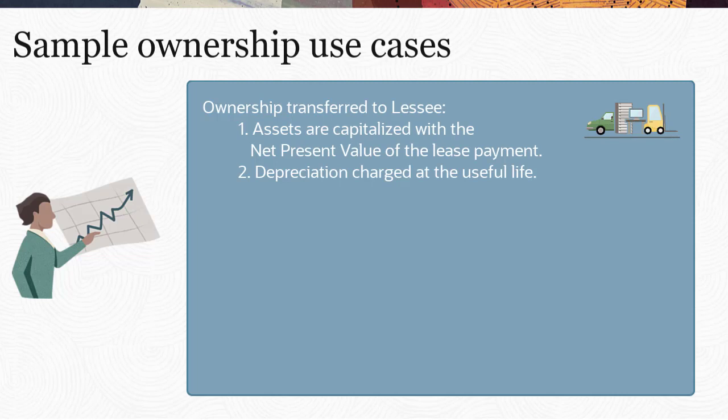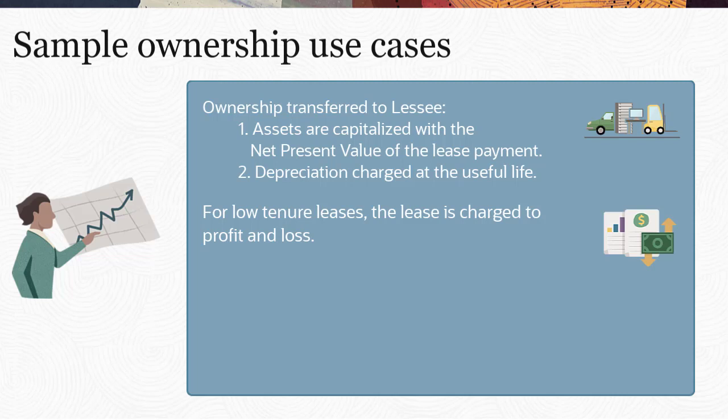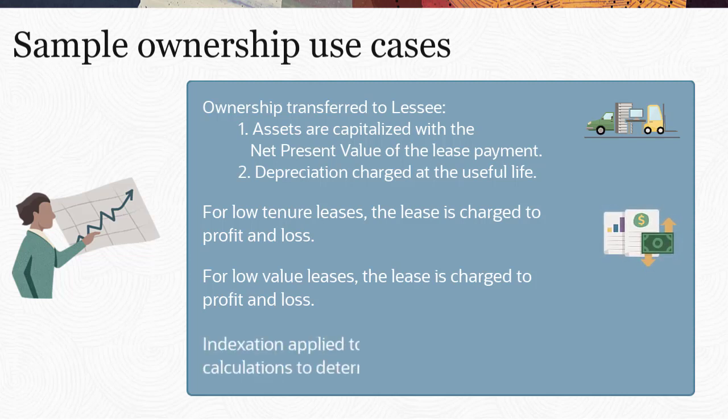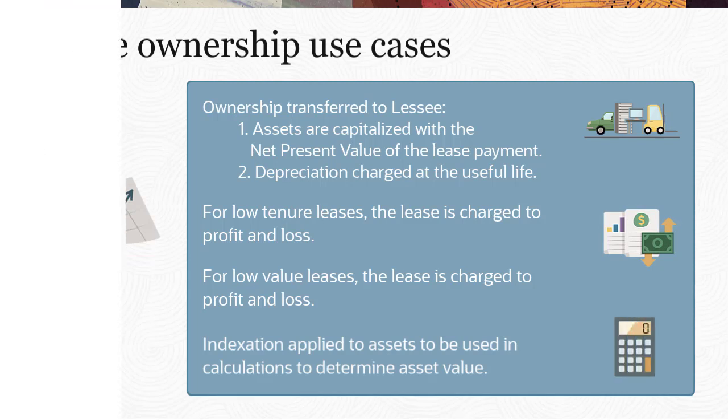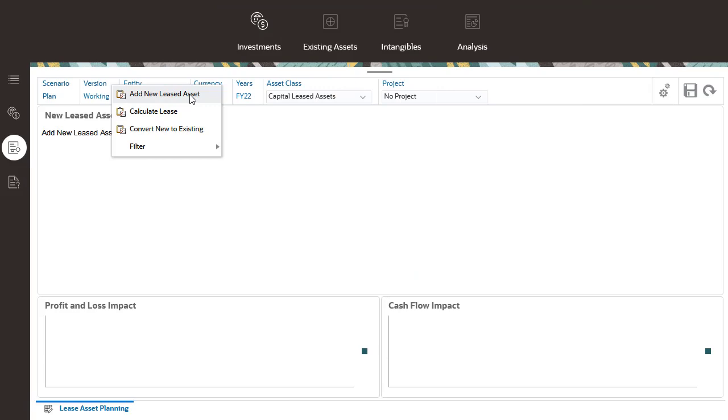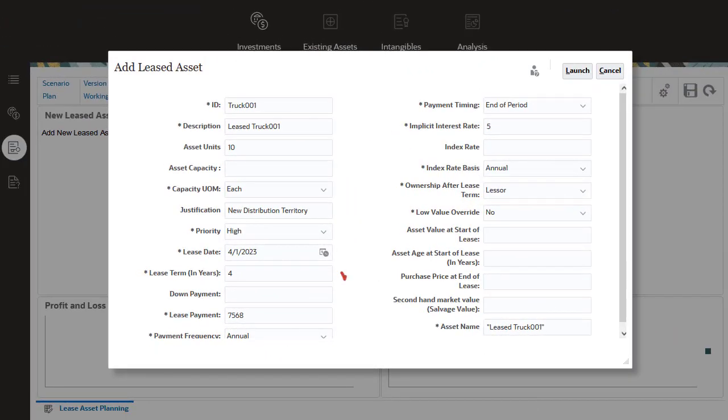For a low tenure lease, such as leasing a forklift for less than 12 months, the lease is charged to profit and loss. For a low-value lease, such as laptops costing less than $5,000, the lease is charged to profit and loss. You can apply indexation to assets for use in calculations that determine asset value. When you add an asset, you'll specify information such as lease term, payment frequency and timing, interest rate, index rate to include inflation, and ownership after lease term.